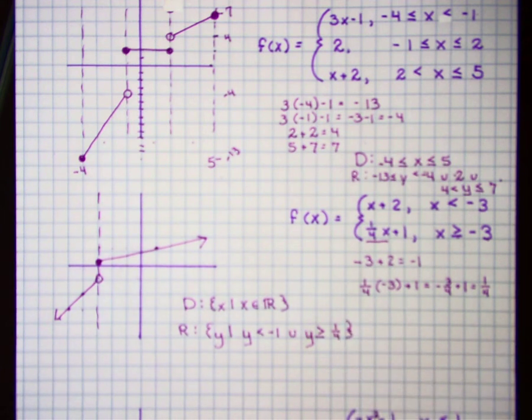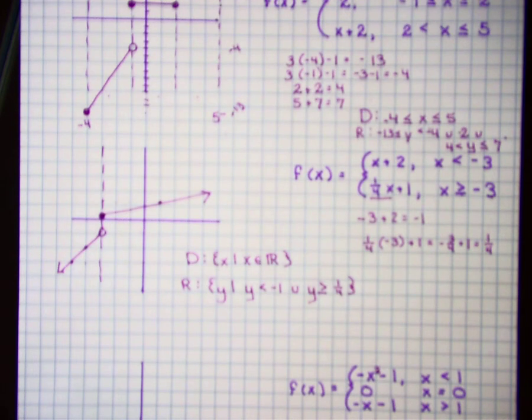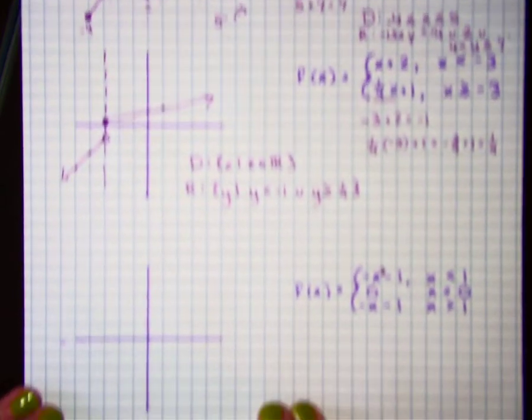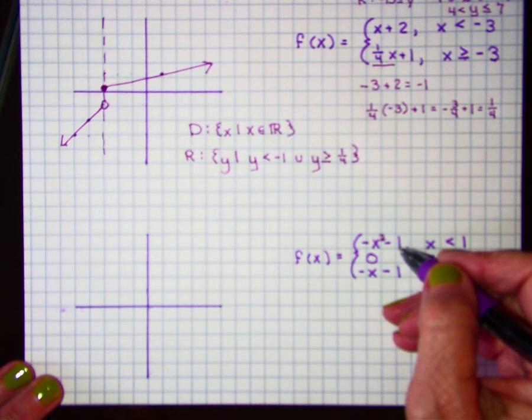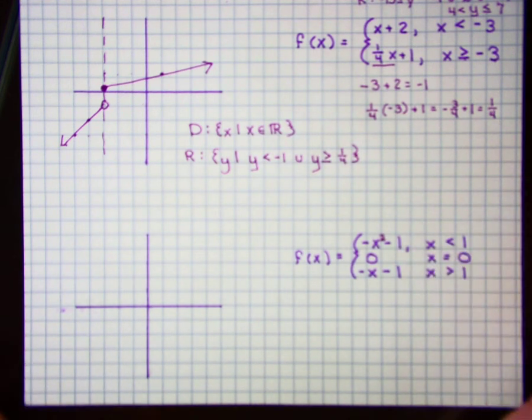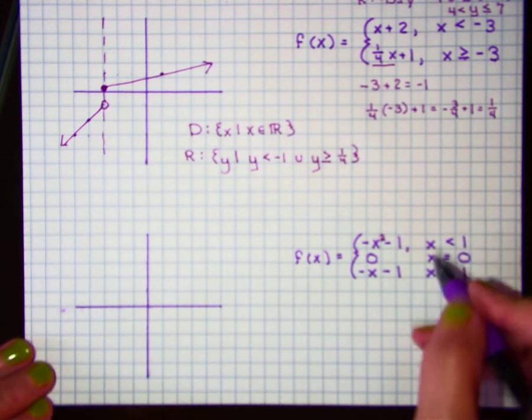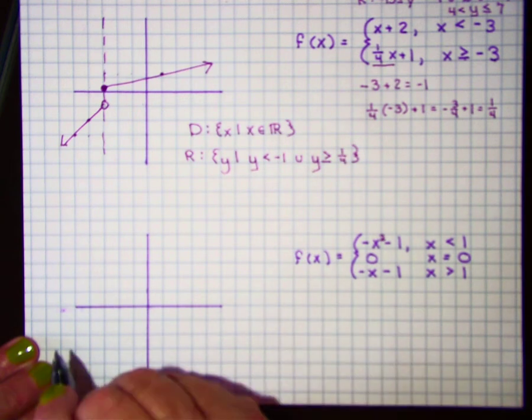Okay? Now the last function I want to do is a little bit more involved. I have a negative x squared minus 1, and if we remember parent functions and transformations, we're okay. That's where x is less than 1.